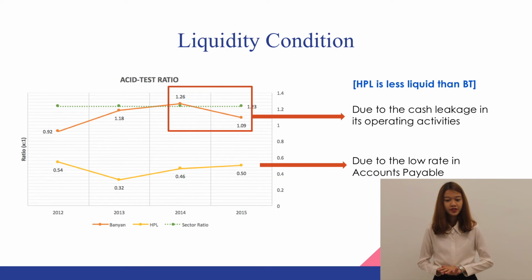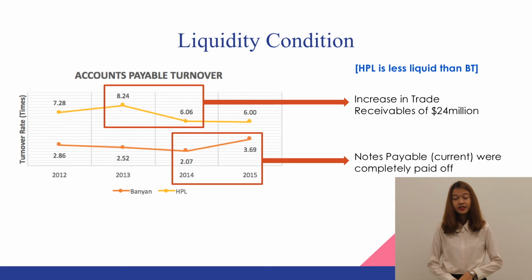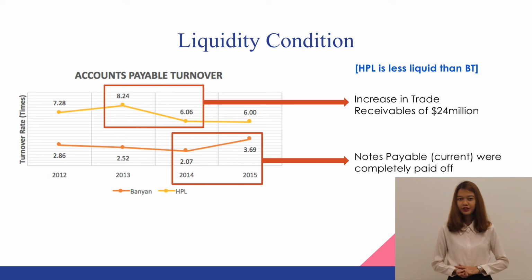Banyan's drop in 2015 is attributed to the increase in their operating expenses. HPL's poor figures are due to their accounts payable. Therefore, to improve on their ratio, they should clear off their debts quickly. This causes HPL to pay off their liabilities slower in order to still have cash for unexpected expenses. Banyan's sudden increase was due to the fact that their current notes payable were completely paid off by 2015.